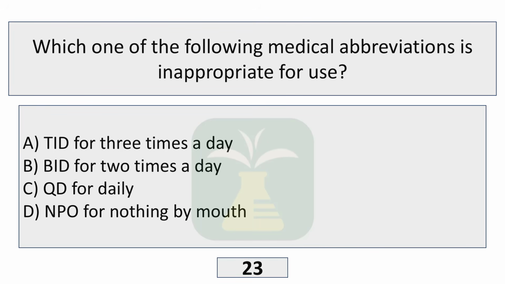Which one of the following medical abbreviations is inappropriate for use? A. TID for 3 times a day. B. BID for 2 times a day. C. QD for daily. D. NPO for nothing by mouth.